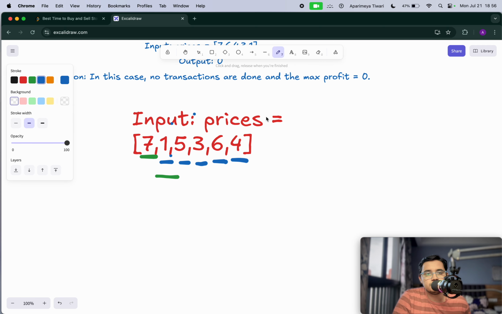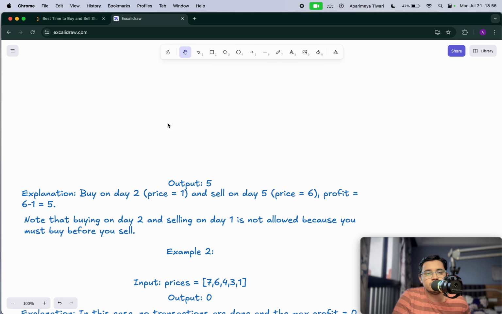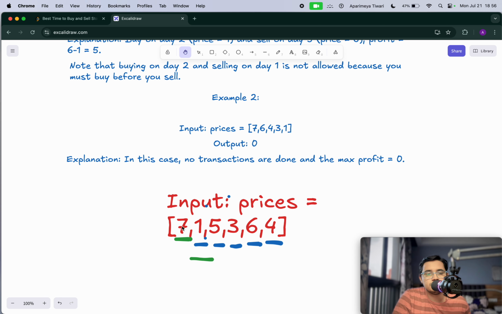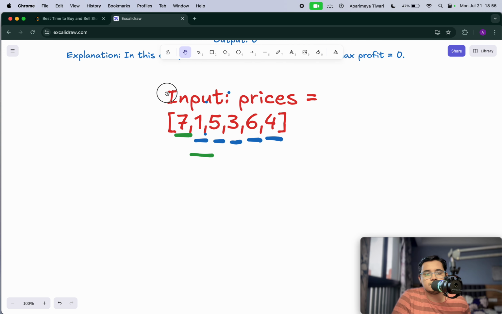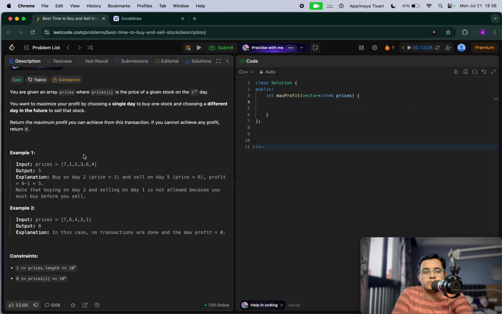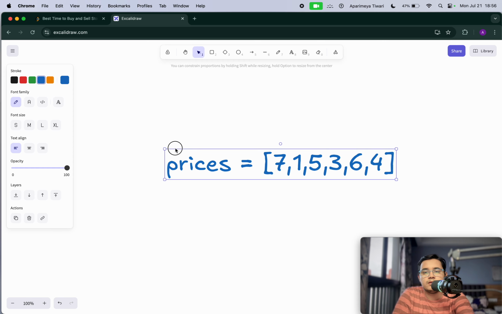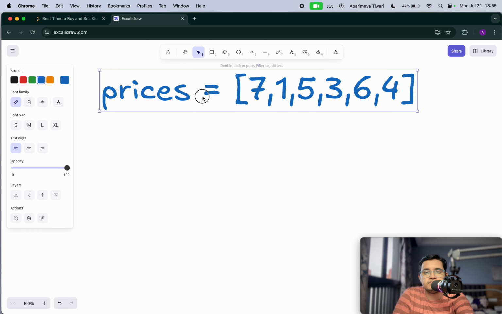So we're going to again copy this test case, and then we're going to see how we can end up solving this question. This is the test case that we're going to look at. This is the array that we have, and we're going to move forward with it. So this is the array that we have in hand, 7, 1, 5, 3, 6, 4.